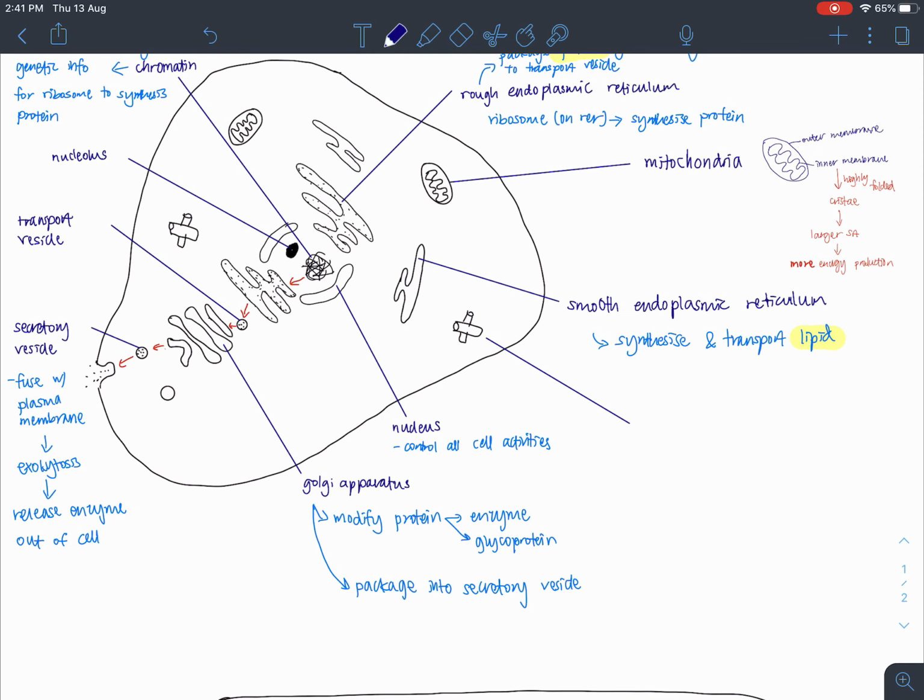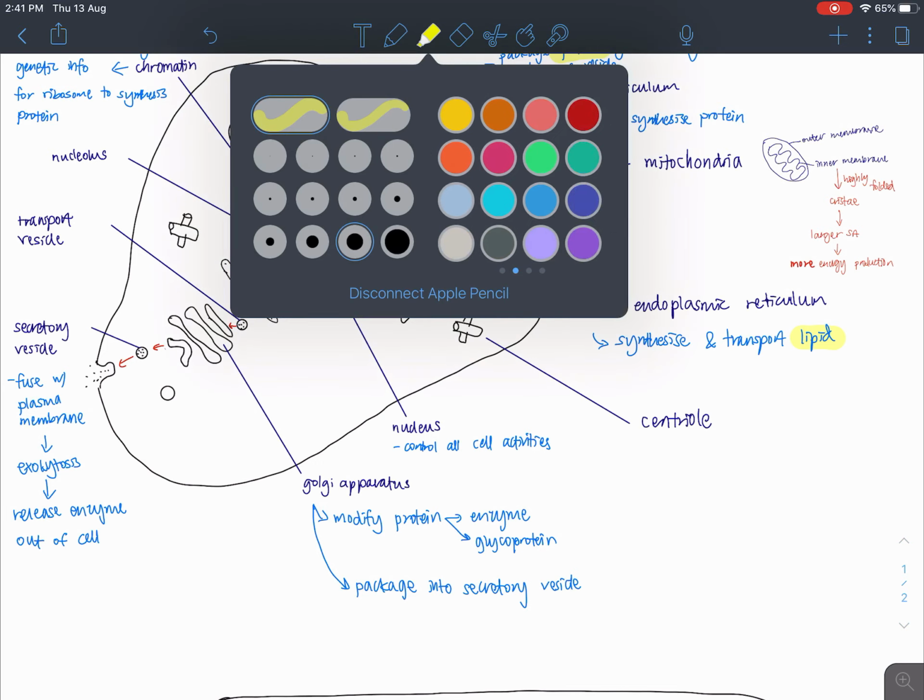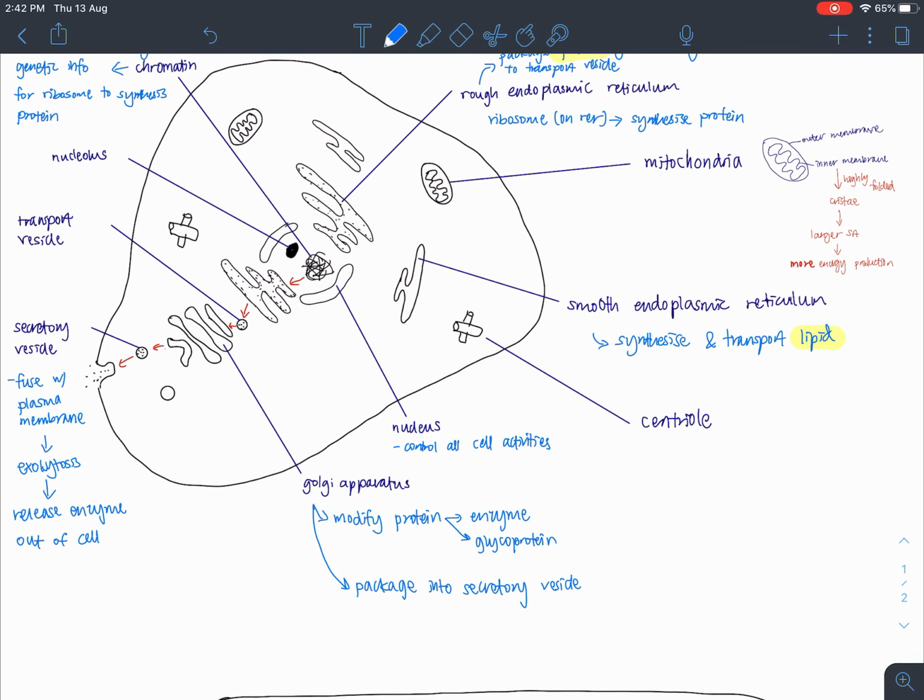Okay, next would be the centriole. Centriole is only found in animal cells. Okay, so centriole is something you learn in cell division, right? Centriole, which is at the site of the animal cell, forms spindle fibers which hold the centromere of the chromosome. It can arrange on the metaphase plate. So that is the function of centriole. Centriole forms spindle fibers in cell division.